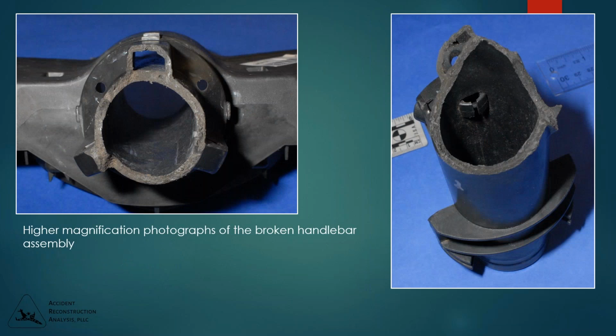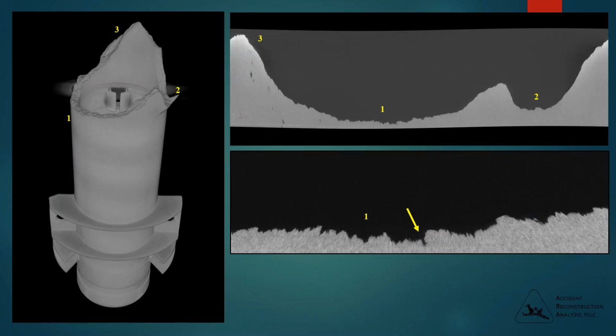Here are higher magnification photographs of the broken handlebar assemblies. So again, you can see the reinforcements along the steering column. And again, the fracture of that component is not completely perpendicular, but follows a different angle along the surface. So we CT'd the lower section of the handlebar there.